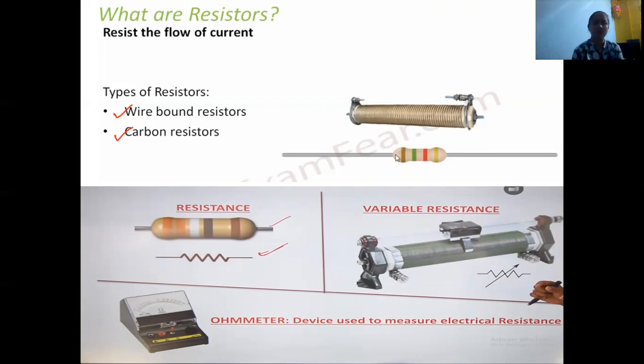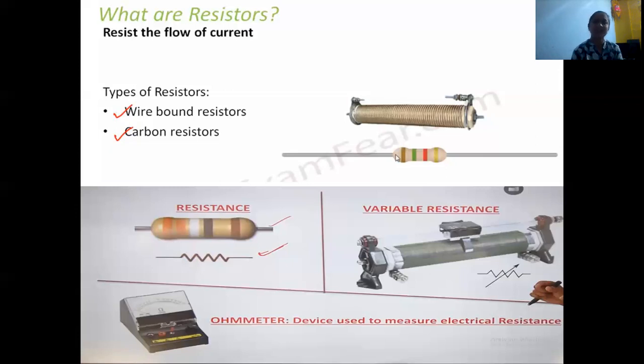So we talked about resistance in the last few slides, correct? What is resistance? It is the property to resist the flow of current. It is the property to oppose the flow of current. And what are resistors? Resistors are the materials which resist the flow of current.